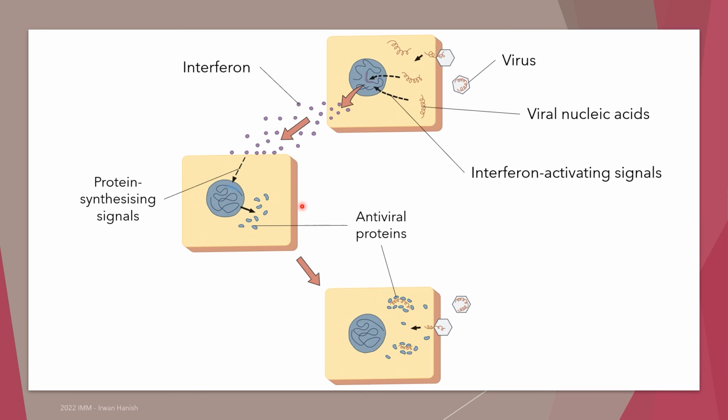And then when the adjacent cell receives the interferons, because of this warning signal, it will have enough time to produce antiviral proteins. So by the time the virus finishes attacking the first cell, by the time they get to the second cell, the antiviral proteins are already there. And those antiviral proteins will disable or even destroy the viral nucleic acids. So that's generally how it works.